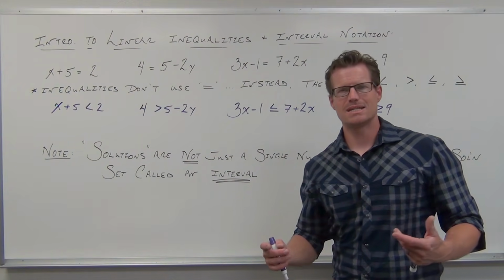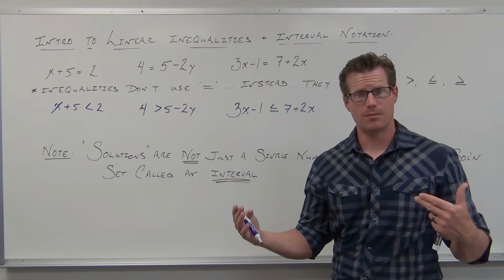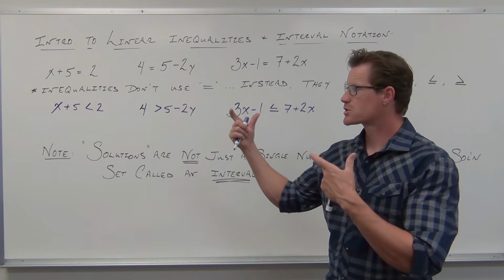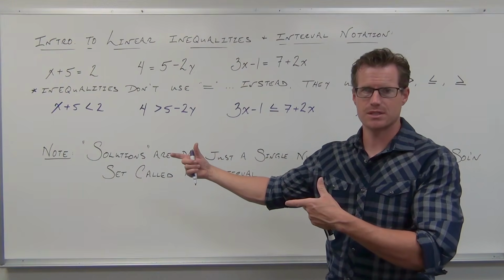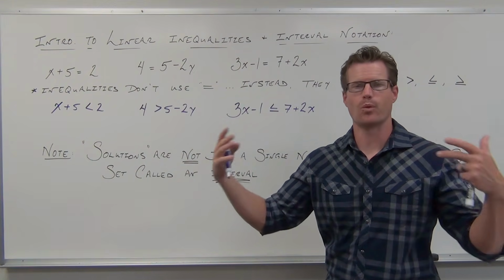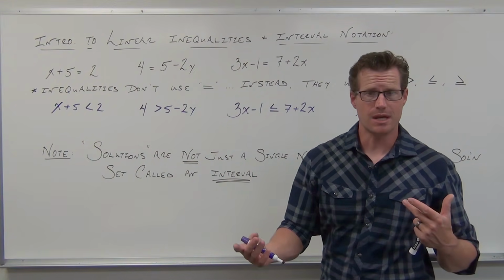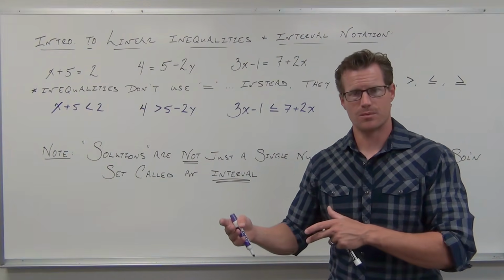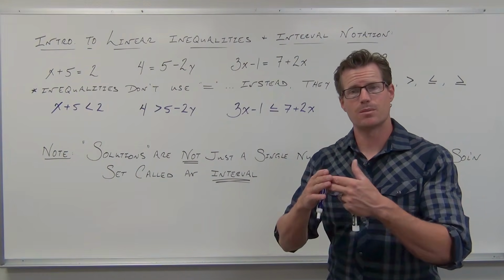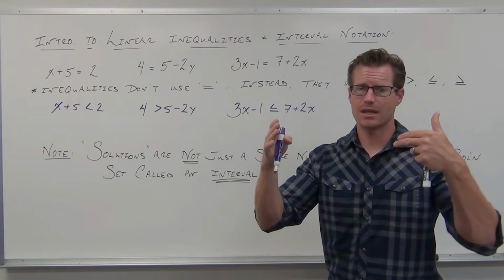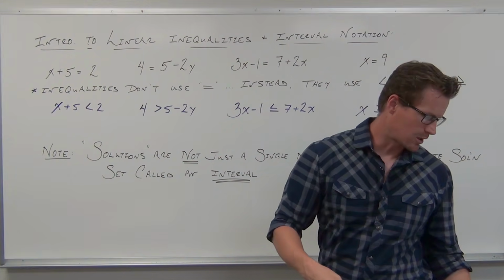So the interval is the idea that we're going to have a spread of numbers that are going to be solutions to these particular inequalities. So that solution set says all the numbers that work, that make the inequality a true statement. There's going to be an infinite number of numbers. We call that infinite number of numbers, that range of numbers, an interval. So we're going to spend a little bit of time talking about that.